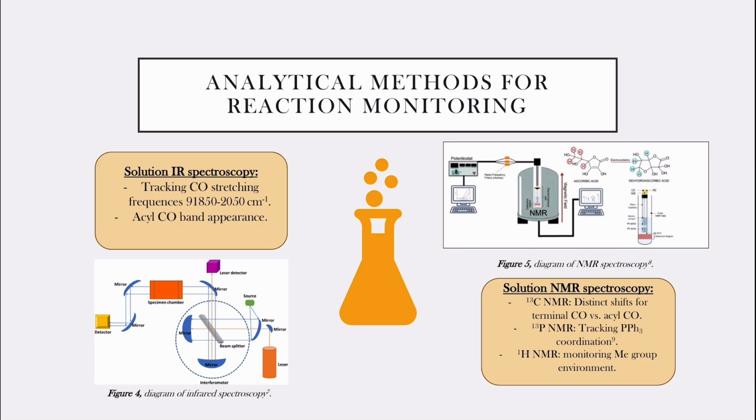NMR spectroscopy, seen in Figure 5, offers a number of insights such as carbon NMR, which can distinguish between terminal CO ligands and acyl CO groups through dramatic chemical shift differences. 31P NMR provides a sensitive probe of PPh3 coordination to the metal center, while proton NMR monitors the changing environment of the methyl group during insertion.